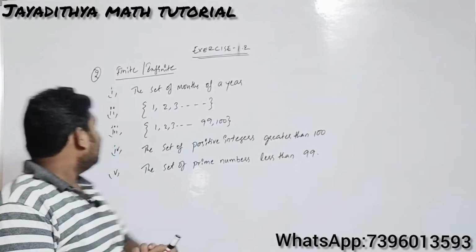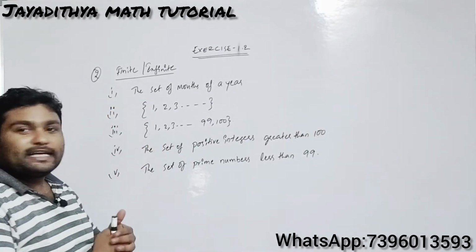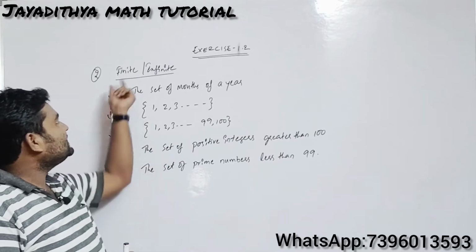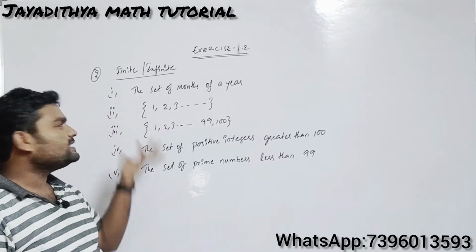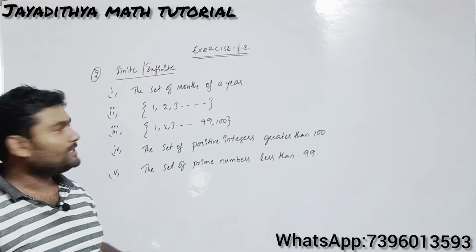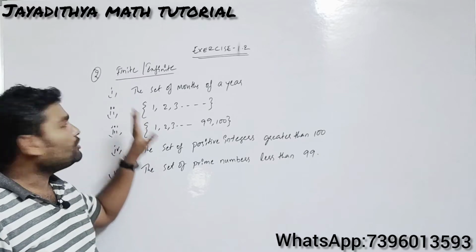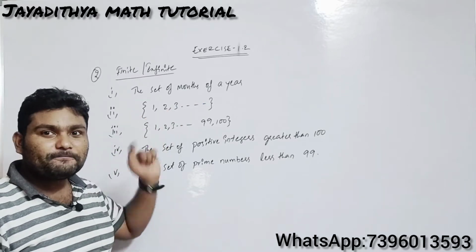Right, Nana, look here, this is the second question of your exercise 1.2 here. From the given sets, you should check whether the given set is a finite set or infinite set. So this is very simple. So let us do each of the following one by one. Okay, what is the first one here? The set of months of a year.